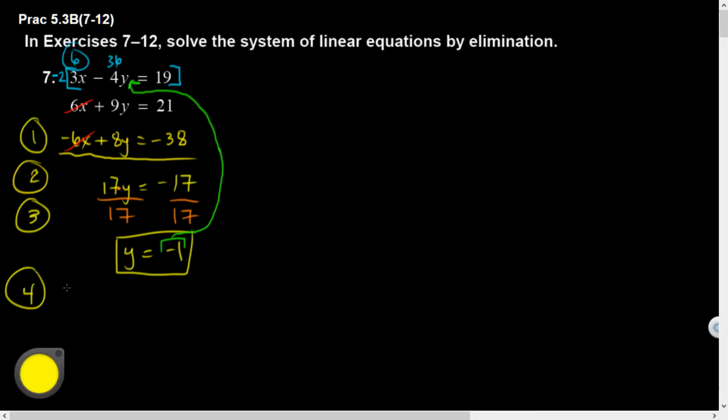So let's see, step 4, plug it in to find the other variable. So 3x minus 4 times, and instead of y, I'm replacing it with -1 equals 19. 3x plus 4 equals 19. We'll subtract 4 from both sides.